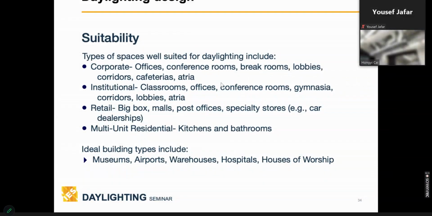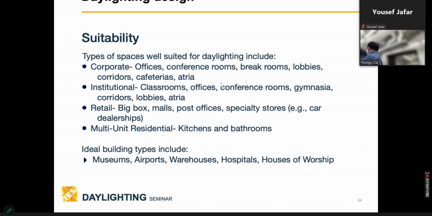Why do those matter? Because they have a huge space. If you want to light up the space with only electric light, you have to use a lot of it. You don't have to. Right? Model units of residential buildings, kitchens and bathrooms can also be considered. So those are just a few examples. Ideal building types include museums, airports, warehouses, hospitals, houses of worship.